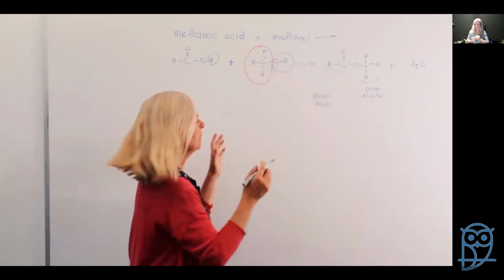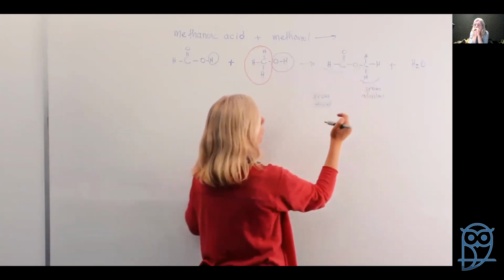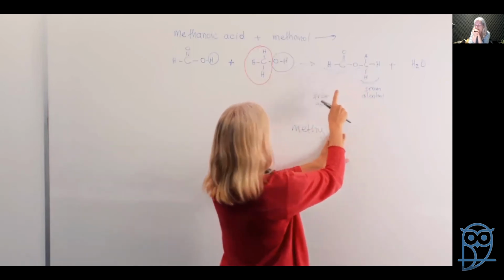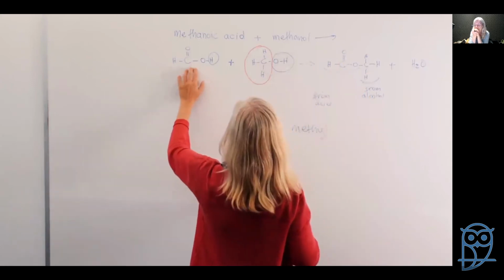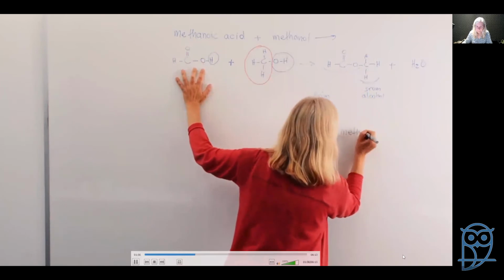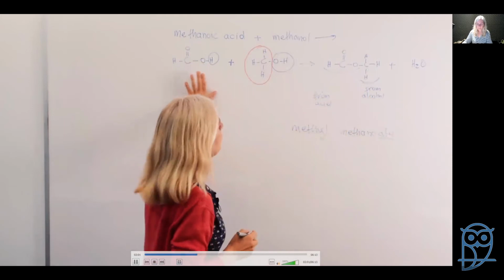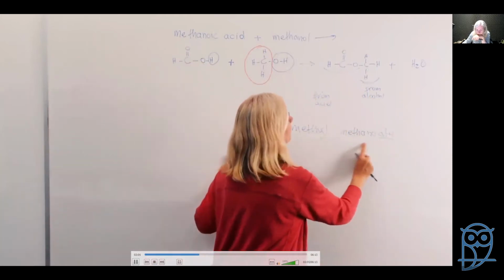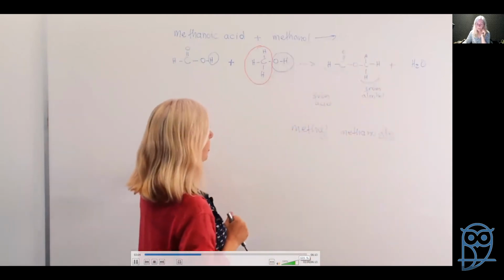First in the name, we use this part from the alcohol. So this is methyl, and then what remains from the acid. What is there from the methanoic acid? Methanoic, with a suffix that corresponds to an ester, methanoate. So methanoate, and that is the name of this ester that is formed from this reaction.